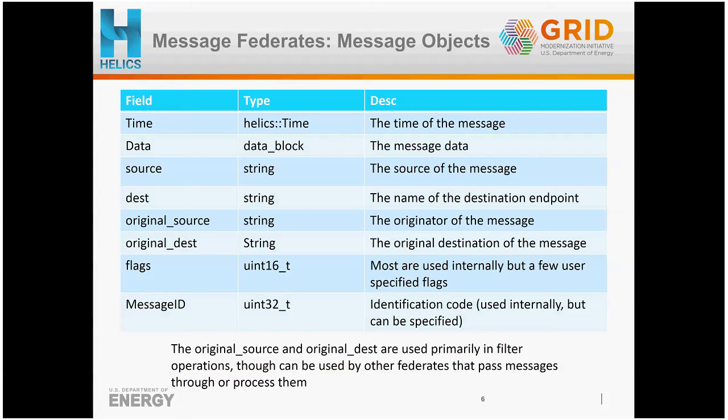And also original source and original destination, because messages can be modified by filters or rerouted. And we'll talk about filters in a later talk, but these fields are used in those contexts to maintain the information about the original sources and destination. Messages also have a flag and a message ID field. These are used internally to route the messages and with filters, but some parts of it can be used externally or by users.